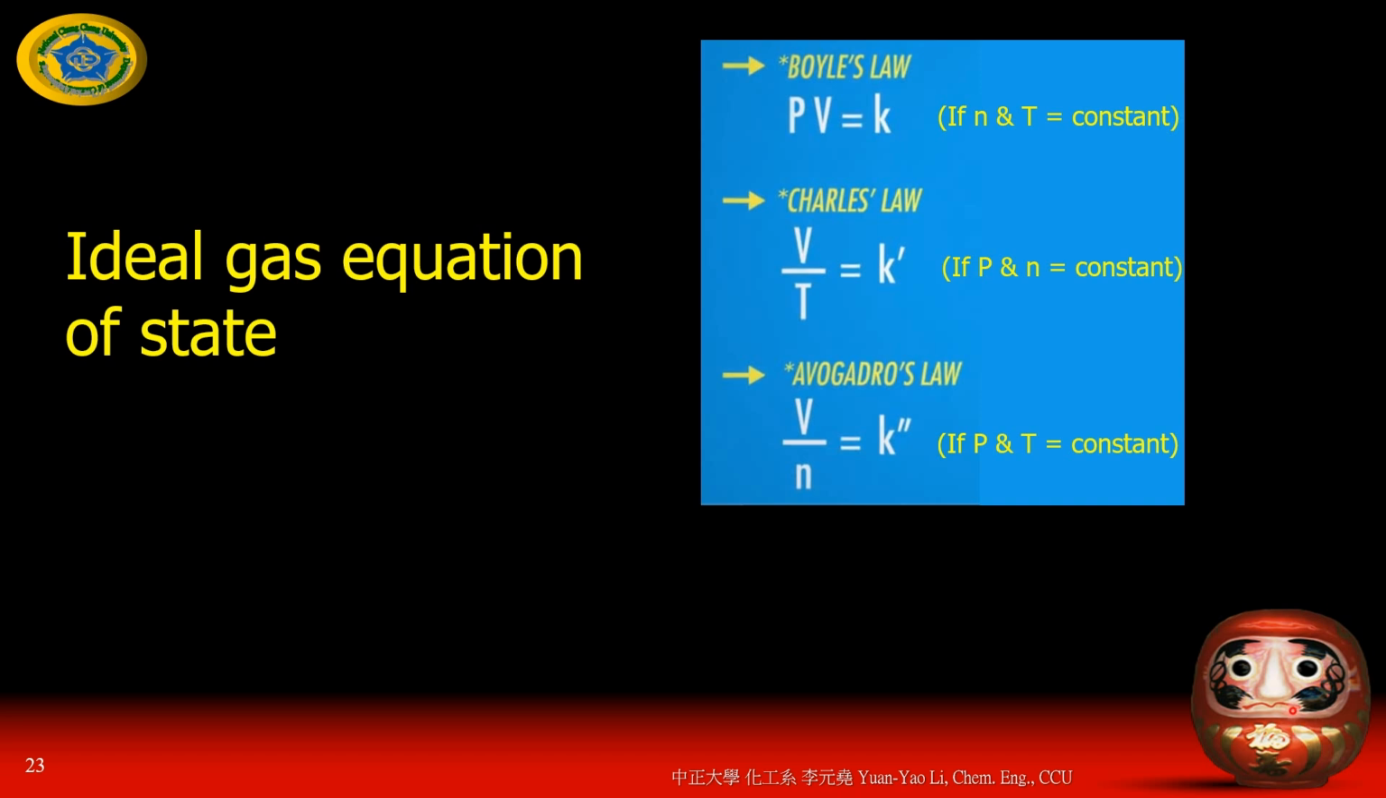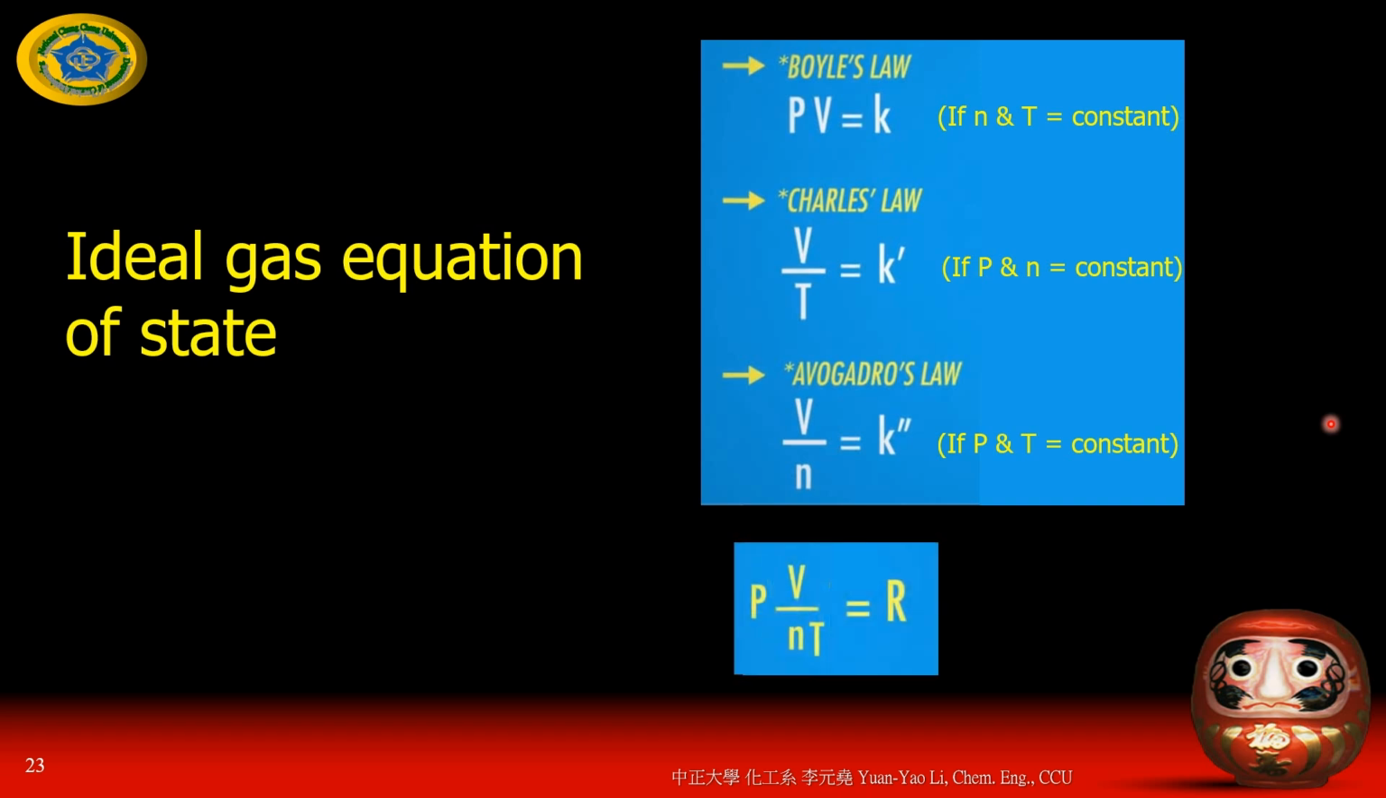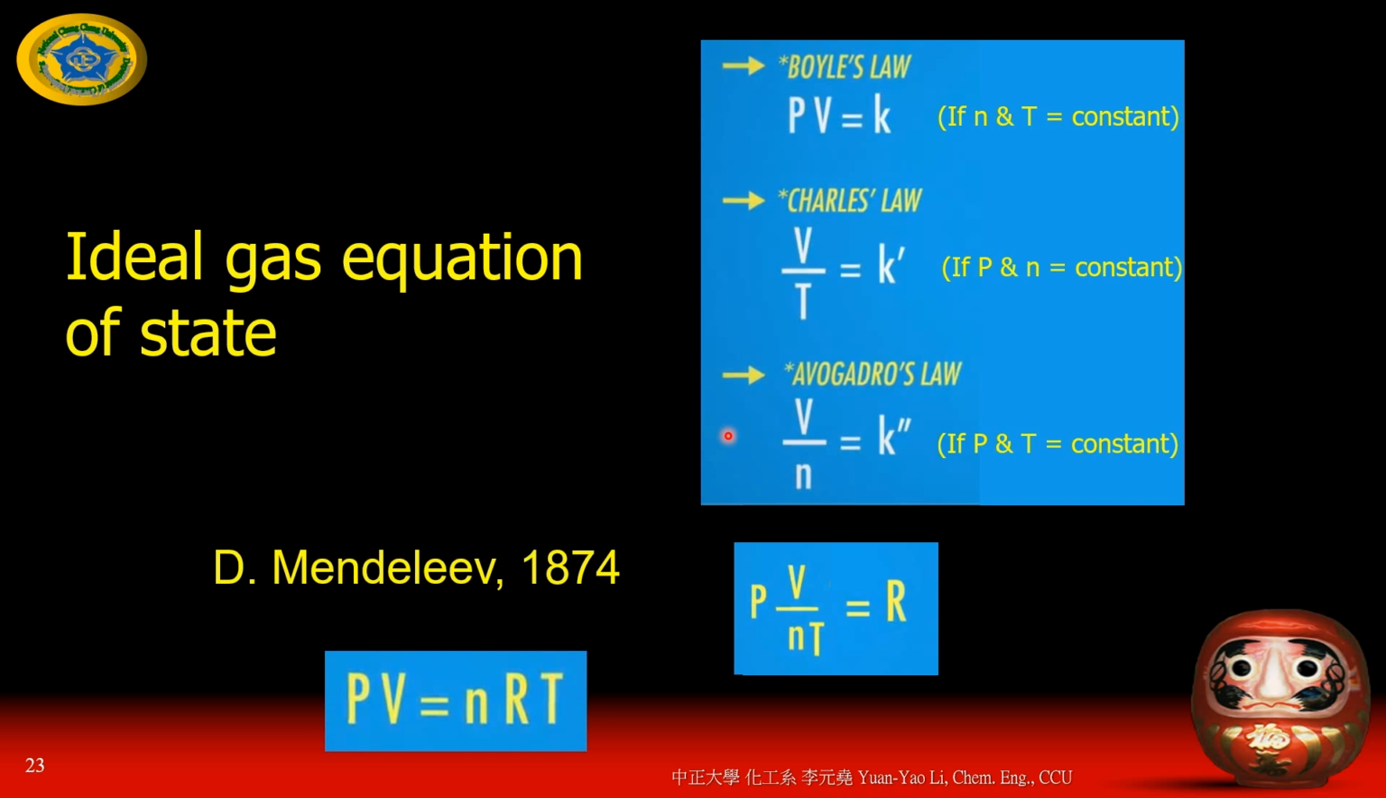So as we put this all together, Boyle's law, Charles' law, Avogadro's law, and these are all constants, right? When we put this all together, we realize PV divided by nT is equal to another constant. This is what we call the ideal gas equation of state. This is Mendeleev in 1874. He said PV equals nRT.